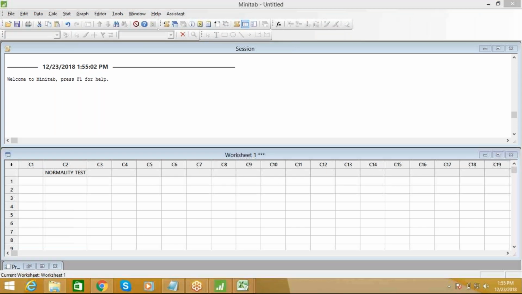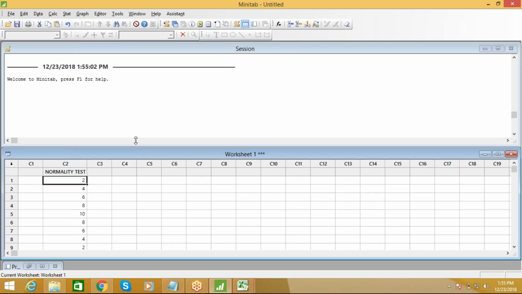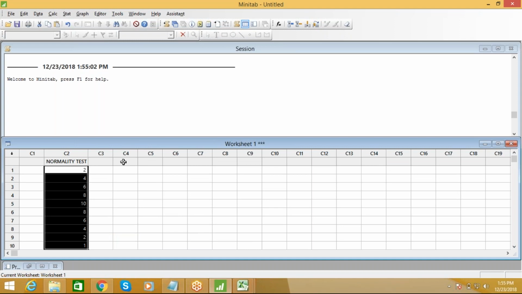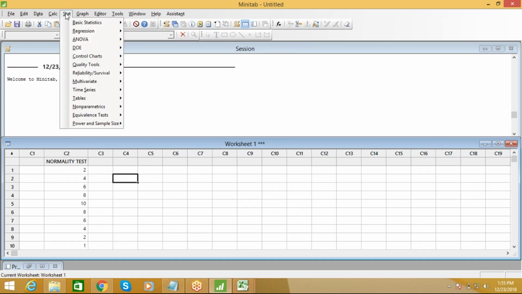So I'm just taking some dummy data, a set of 10 values. I want to just see whether my data is normal or not. Is it following the normal distribution or not? So it's very simple. What I need to do is go to Stat.